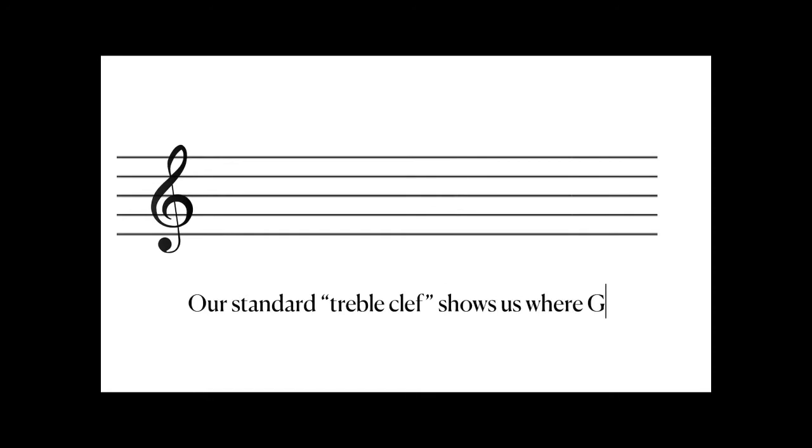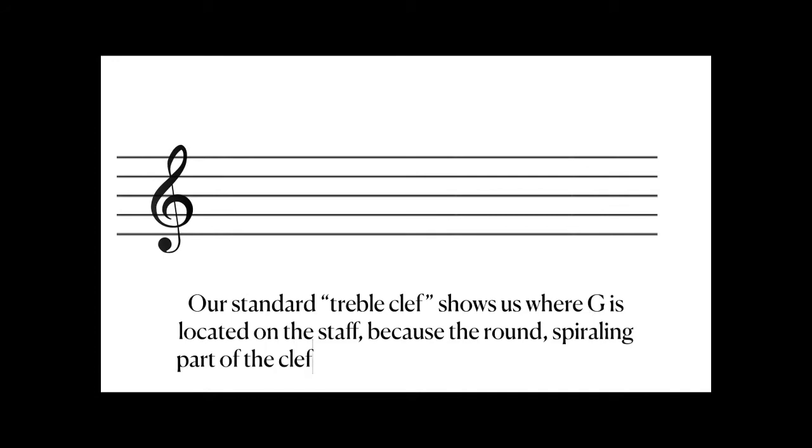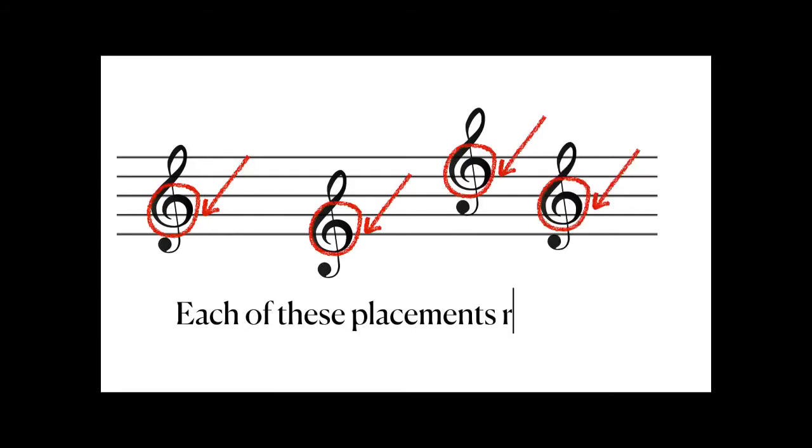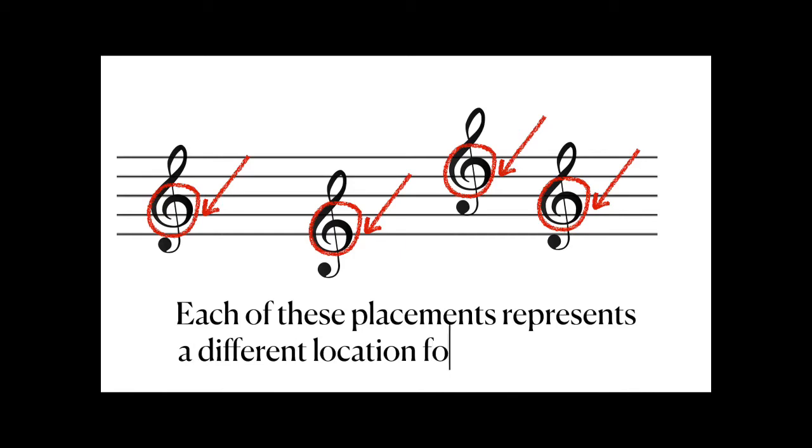Our standard treble clef shows us where G is located on the staff, because the round, spiraling part of the clef always indicates the location of G. You'll see I have the round, spiraling part of the clef circled in red with a line pointing to our G line in a treble clef. Each of these placements represents a different location for the pitch G. By moving it higher or lower on the staff, we indicate a different place where G would be found.